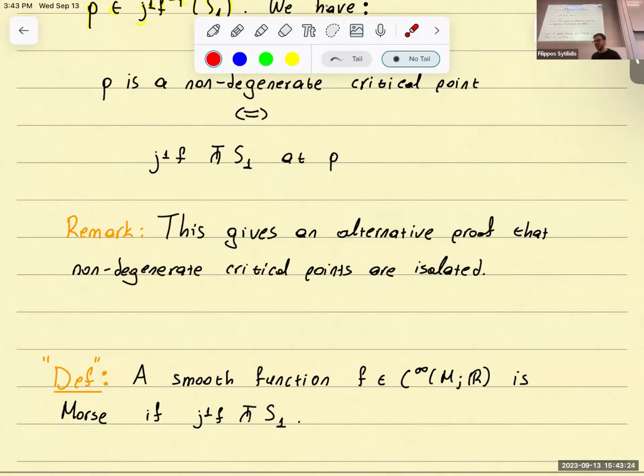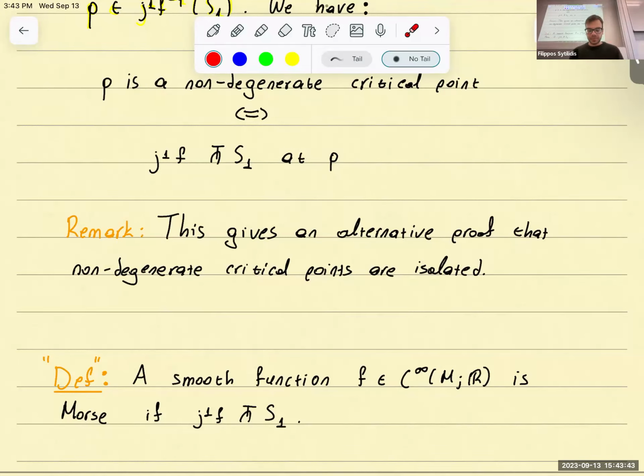You can do it by hand without using Morse-Sard transversality. Can you explain the remark again?